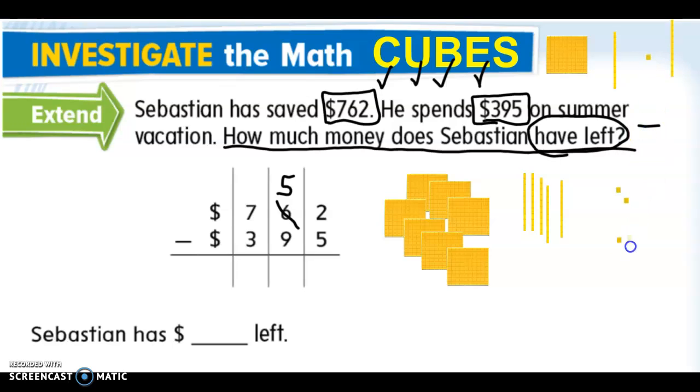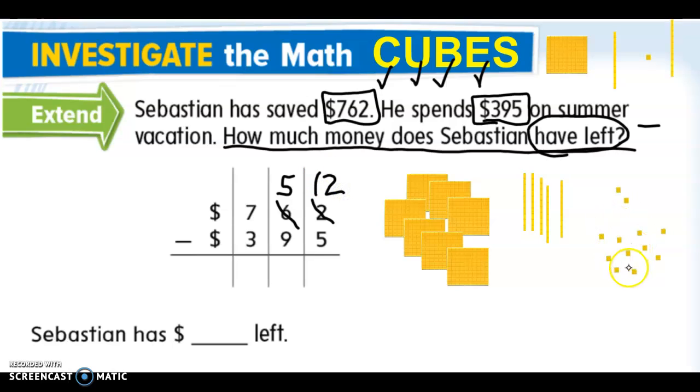1, 2, 3, 4, 5, 6, 7, oops, 8, 9, 10. And I want to show that here in the problem as well. I no longer have only 2 ones. Instead, I regrouped, I brought over 10 more here. There were already 2 here though. So when we put the 10 with the 2 that were already here, we now have 12 ones.